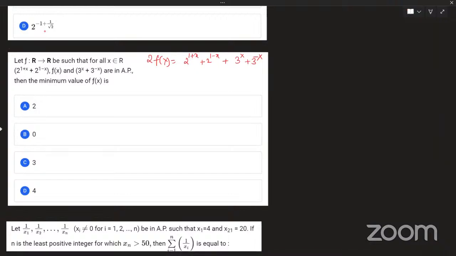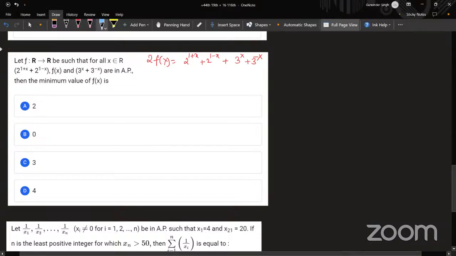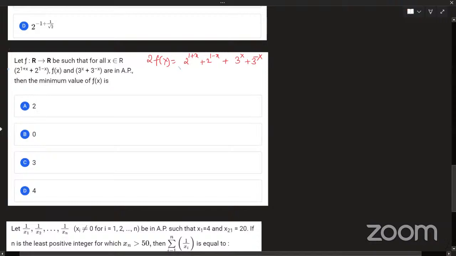So I need to find the minimum value of f of x. So I will just leave this as it is. Treat this as x1, this as x2, this as x3, this as x4. Now, can we do it? We take x1 plus x2 plus x3 plus x4 by 4.